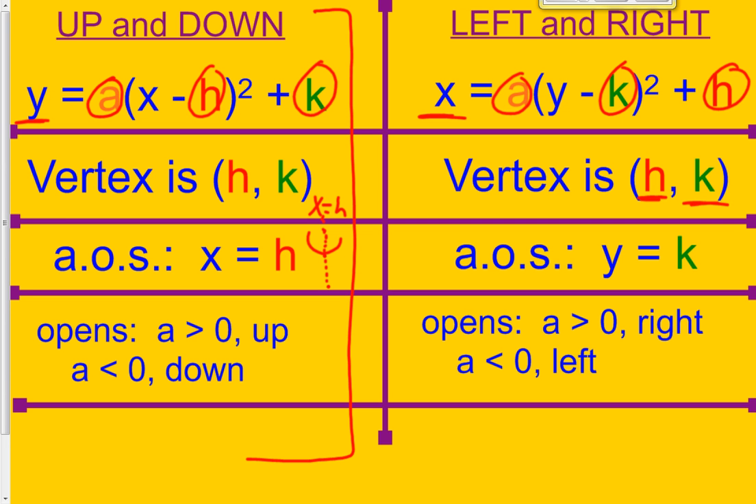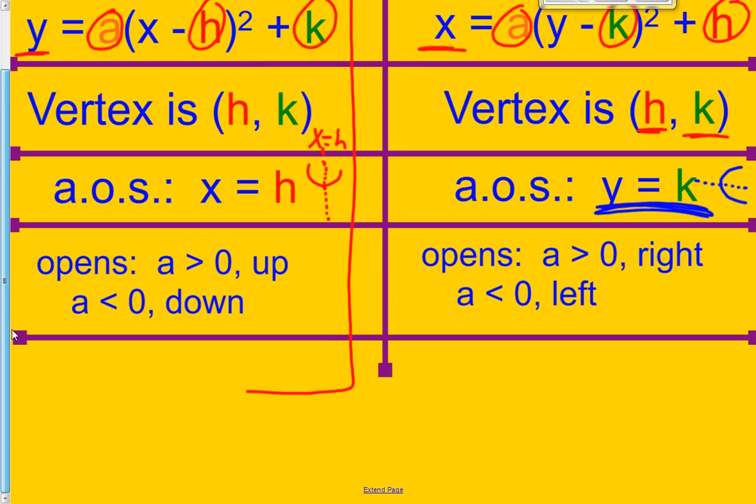However, when we talk about sideways parabolas, now we're talking about parabolas that look like this. So the axis of symmetry, what cuts the parabola in half? It's a horizontal line, which is a y equals line, and it's going to be y equals the y coordinate of the vertex, which is y equals k. So there's another difference. And then we have this: if a is positive, the parabola opens up. If a is negative, the parabola opens down. So now when we talk about today's lesson, when a is positive, the graph opens up to the right. When a is negative, the graph opens up to the left.